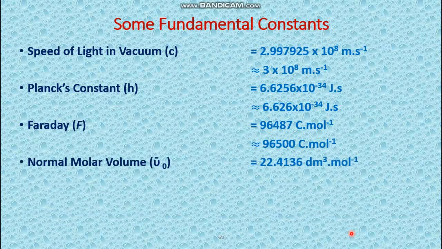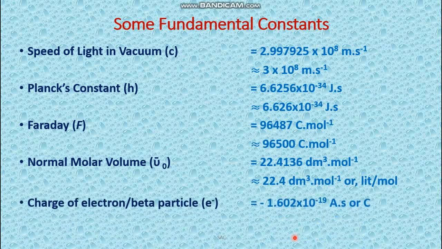Now normal molar volume, that means the volume at NTP. Okay, that means 0 degrees Celsius and 1 atmospheric pressure. This normal molar volume of 1 mole of any gas, ideal gas definitely, is 22.4136 liter per mole, that is decimeter cube per mole, and simply it is 22.4 liter per mole.